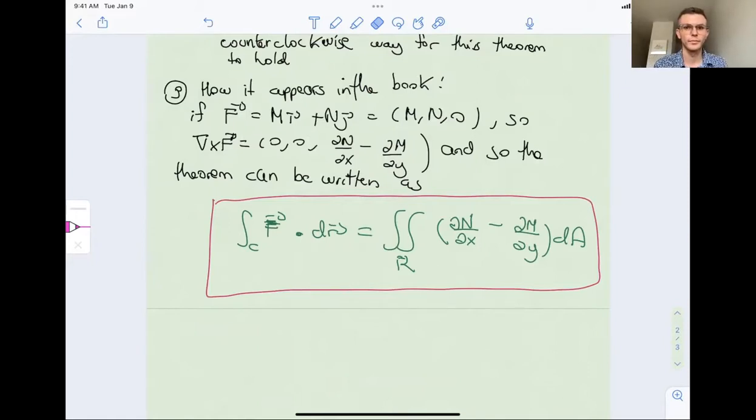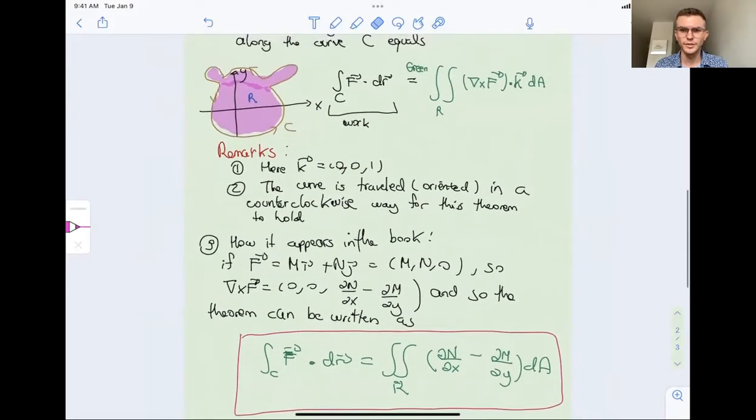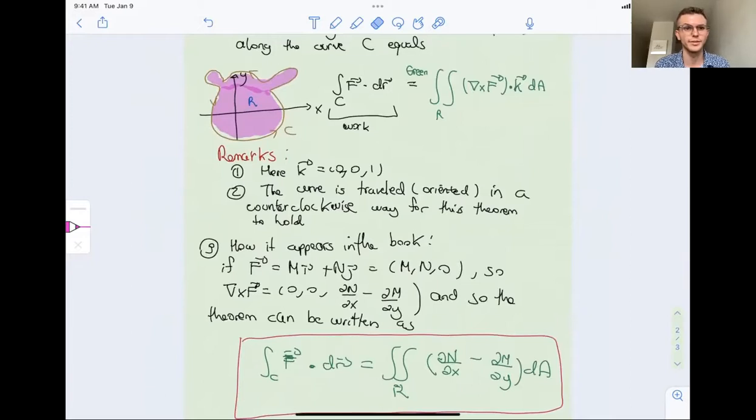Okay. So far, so good. Are there any questions up to this point? Let me just zoom in a little bit in case someone needs to write the statement. So is this okay?